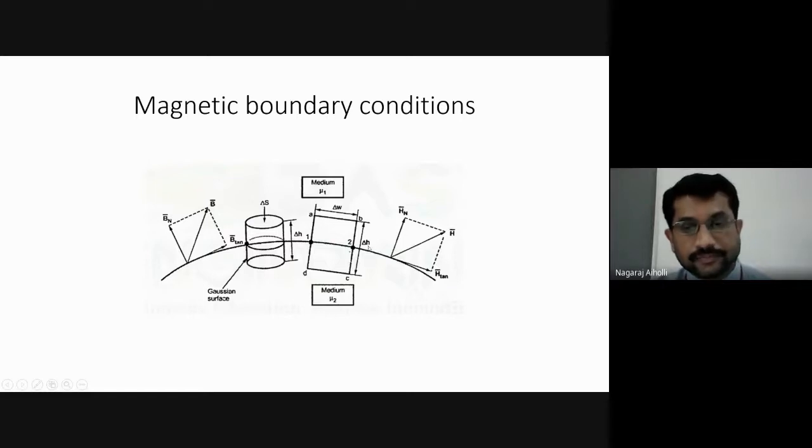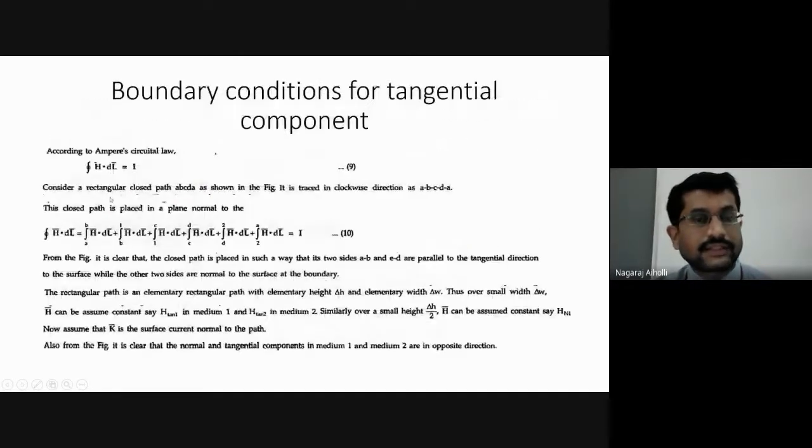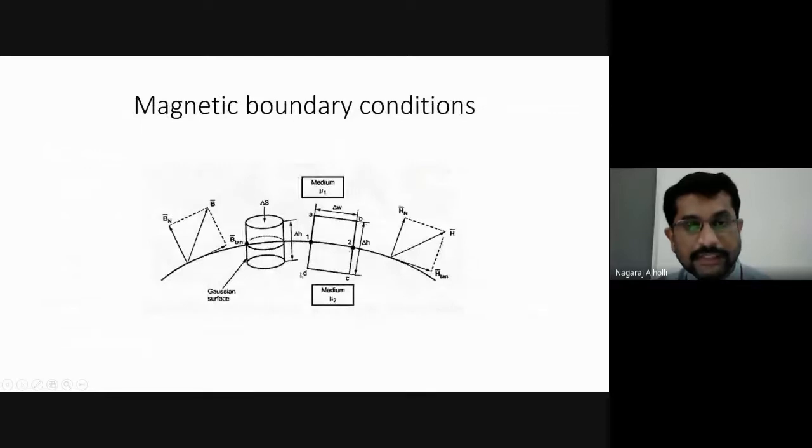Here we are marking two points at the boundary, point number 1 and point number 2, the two nodes at the boundary. Consider the rectangular closed path ABCDA as shown. It is traced in the clockwise direction. We are moving in the clockwise direction ABCDA. That is the direction in which we are moving.